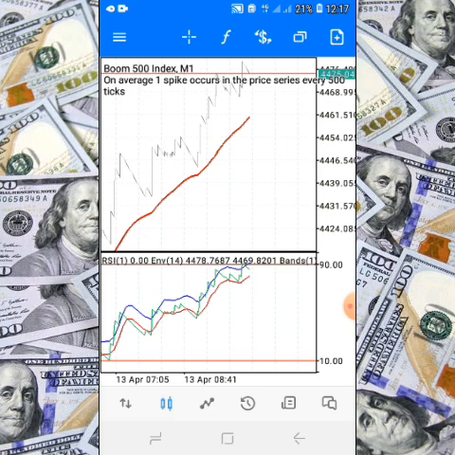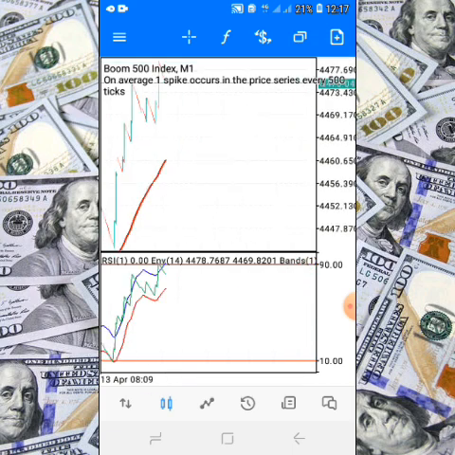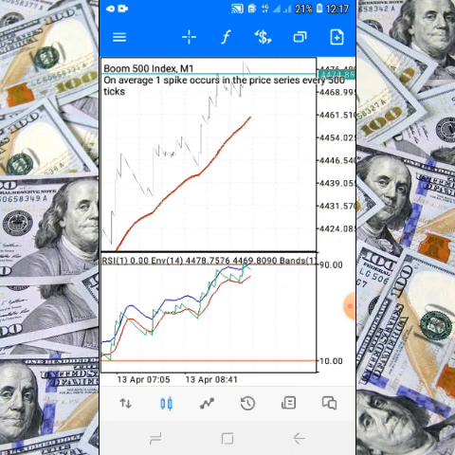If it moves in an uptrend, then you are looking for spiking opportunities on Boom 500 and Boom 1000. If it's moving in a downtrend on Boom 500 and Boom 1000, you are looking for scalping opportunities. And on Crash 1000 and Crash 500, if the market decides to move in a downtrend, okay, you are going to be looking for spike opportunities. And if it moves in an uptrend, you are looking for scalping opportunities.